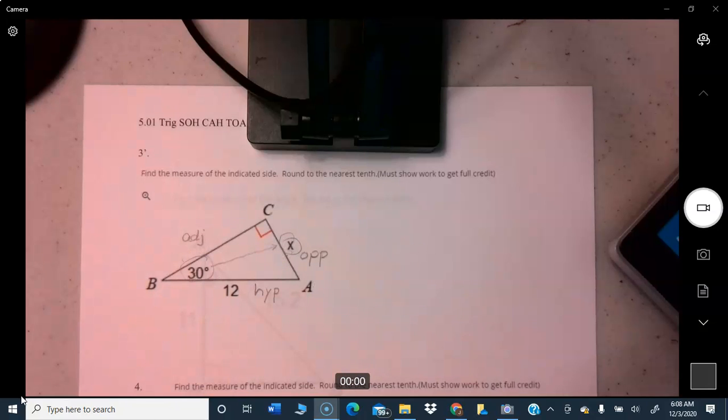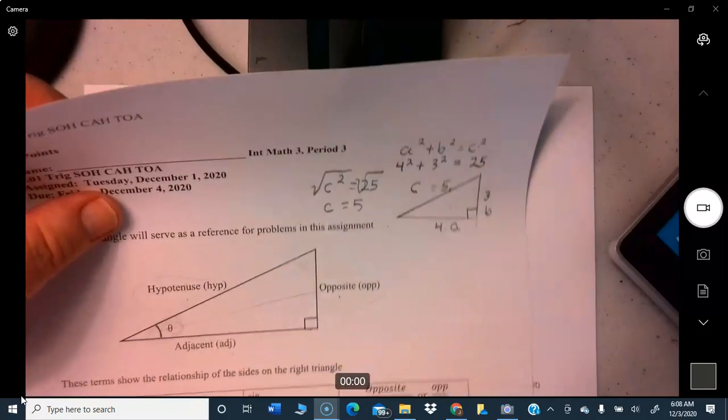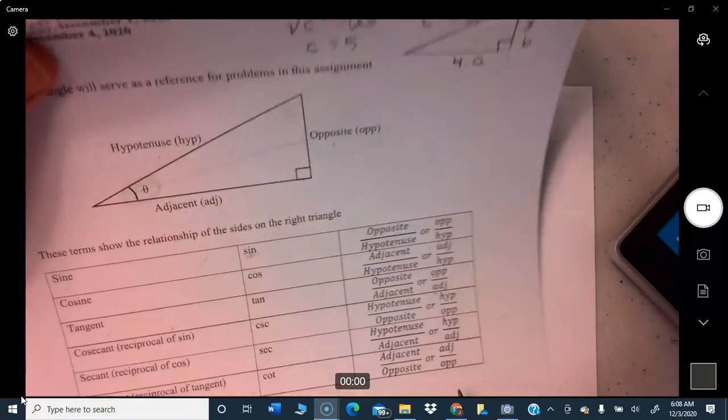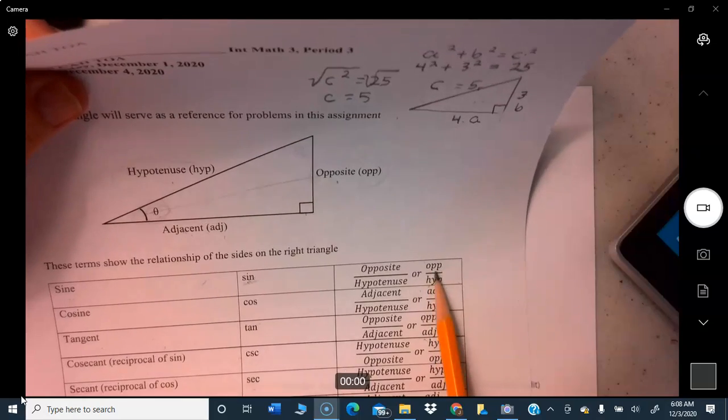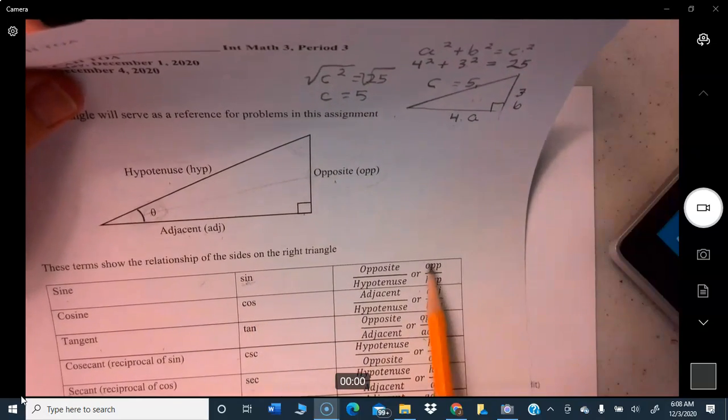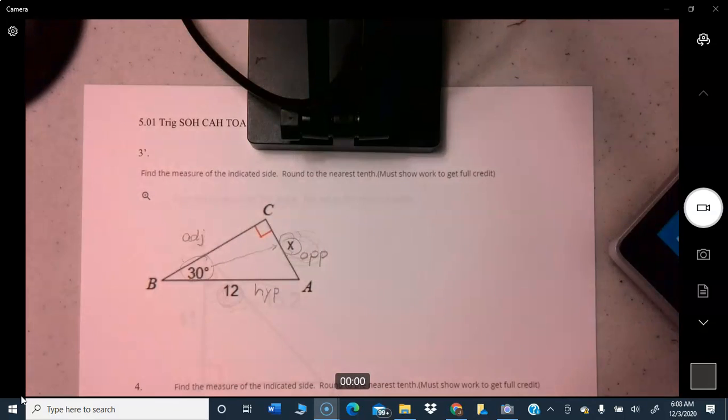Okay, so what you want to do is find the side that you're trying to figure out and the side that gives you a piece of information that you know. So this is the side we're trying to figure out, the opposite, and the side that gives us a piece of information we know is the hypotenuse. So opposite and hypotenuse. So which of the three functions, sine, cosine, or tangent, relates opposite and hypotenuse? So we come over here, and there it is. It's the sine. The sine is the one that relates the opposite and the hypotenuse.